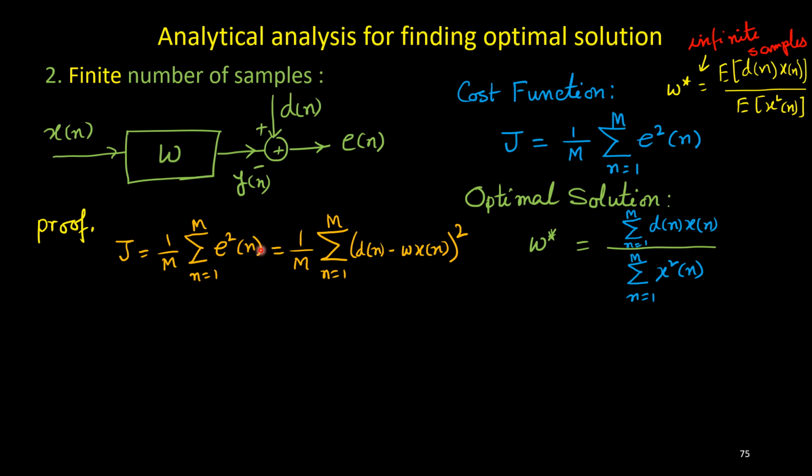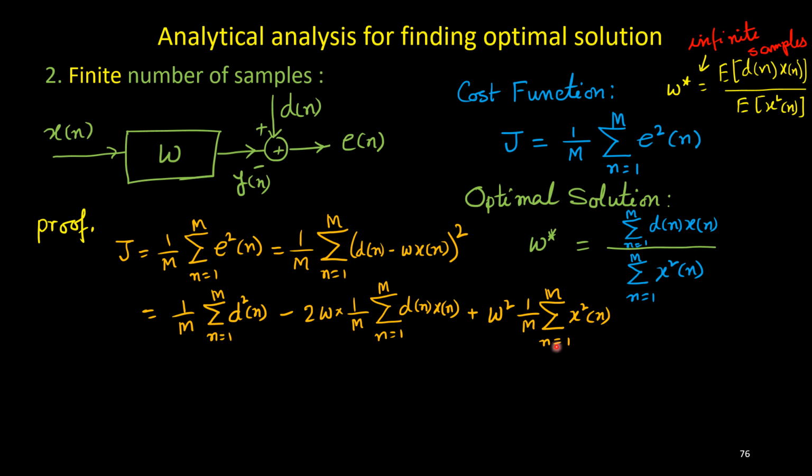So we can replace en. en is basically dn minus yn, and yn is w into xn. So dn minus w into xn. This is your en, that's squared. If we expand it, we'll get these 3 terms, again similar to earlier. The only thing is that here it is a summation, a discrete summation. So this term is there. In the second term, this w is outside, I can take 2w. And here the w squared term will be there, along with this one.